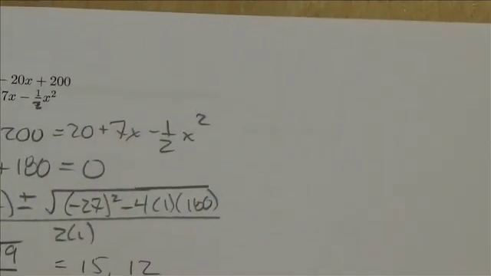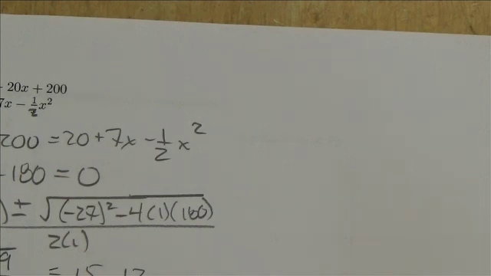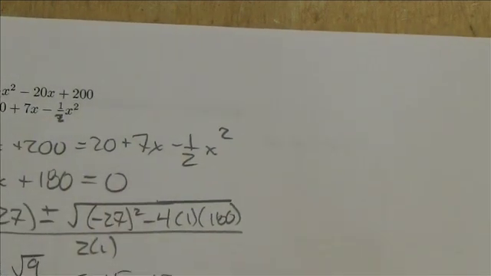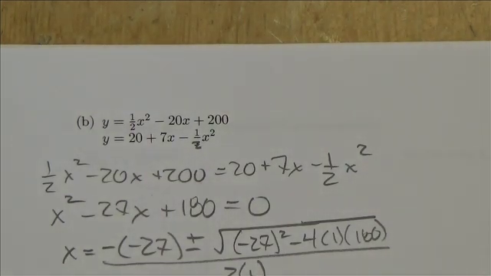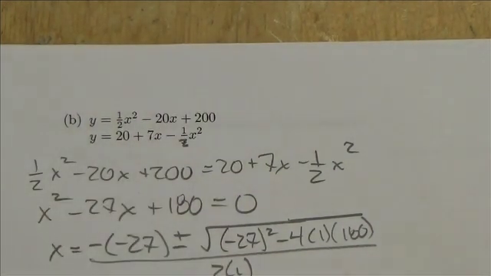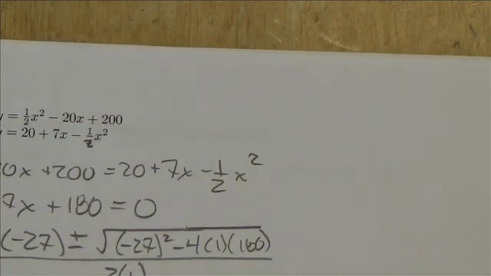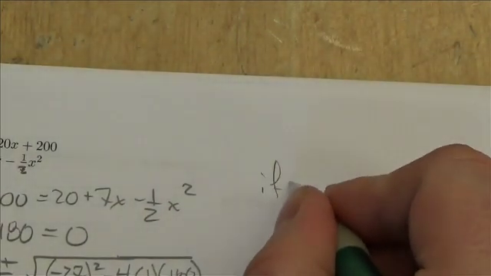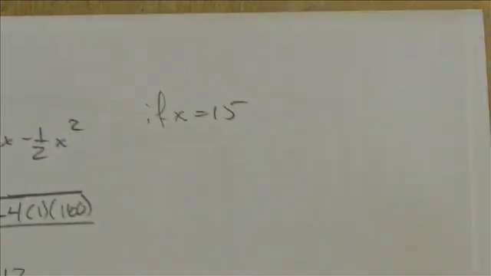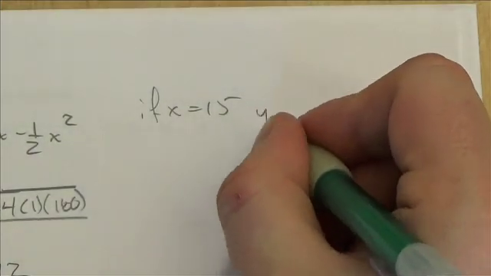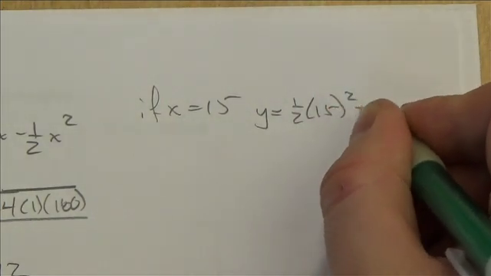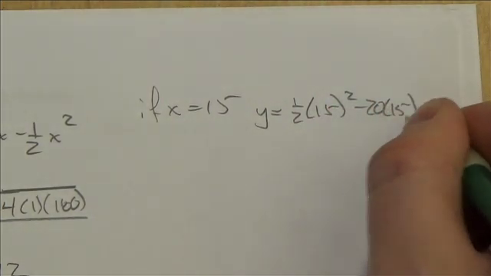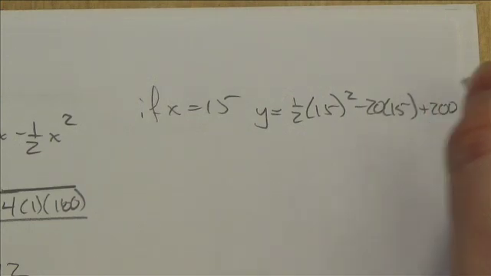Now, I'm going to go back up into my original equations here. I'm just going to pick one. Let's say the first one. And I'm going to plug in my two values here. So if x is equal to 15, from my first equation, that's going to be y equals 1/2 15 squared minus 20 times 15 plus 200.